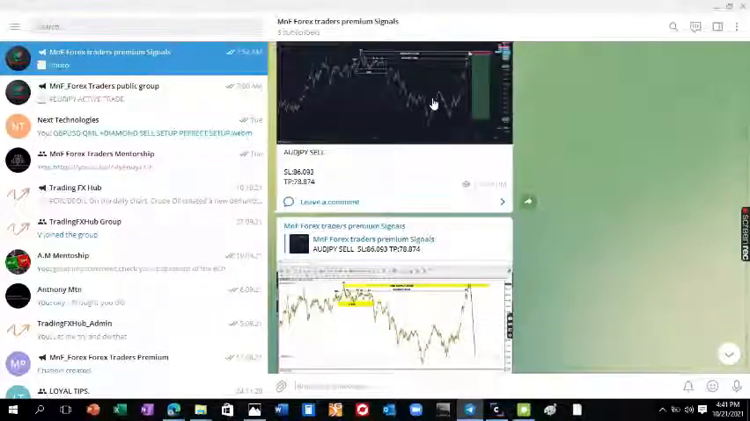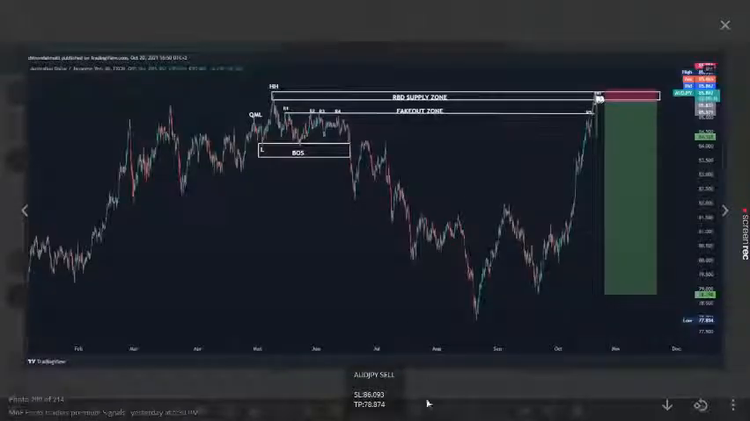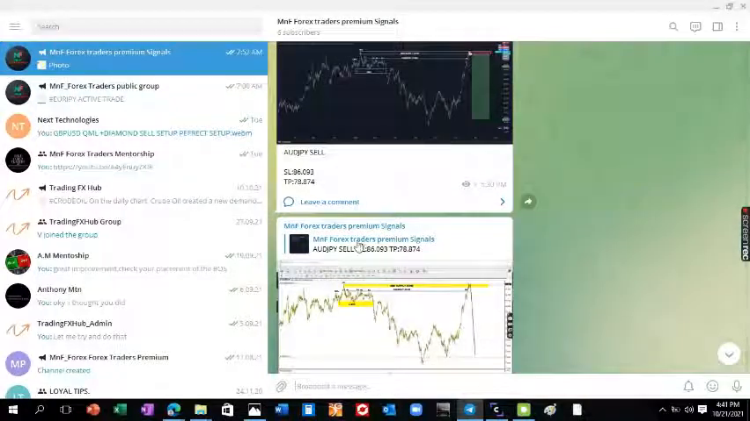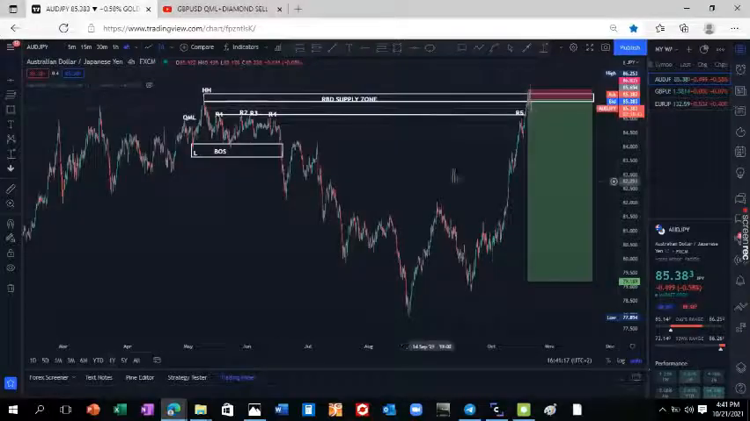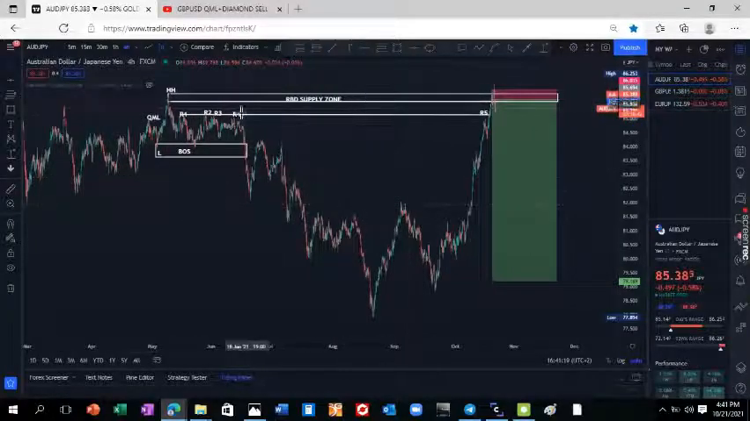I actually sent this signal, as you can see. Price dropped. Audjpy sell, and there were the orders. Unfortunately, this was a loss. Yeah, this is Audjpy, which was a loser.